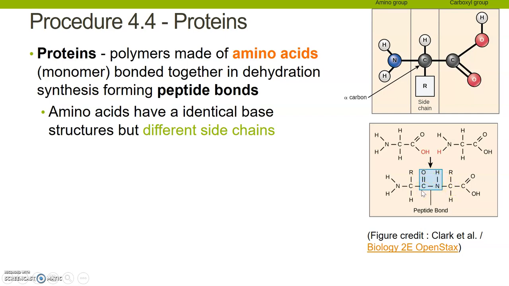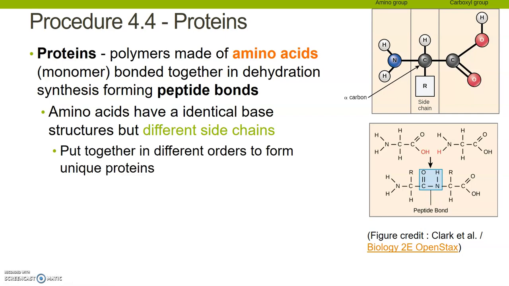So when we build proteins, and again, in lecture, you've talked a little bit about primary structure, secondary, tertiary, and quaternary. In order to form the primary structure of a protein, we have to put these amino acids in order. And that's something you'll talk a little bit more about later on in the semester when you are building proteins using transcription and translation, which will happen probably a little bit later.